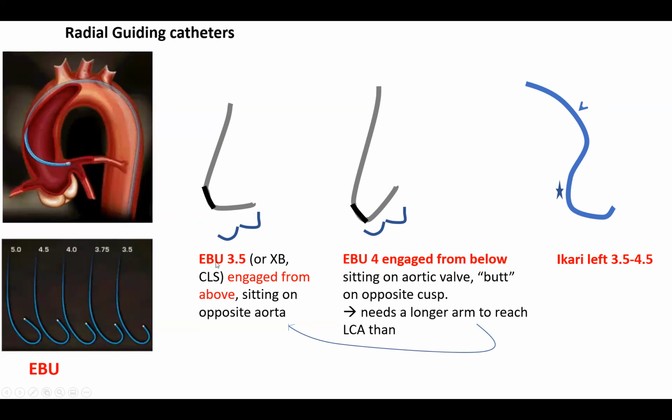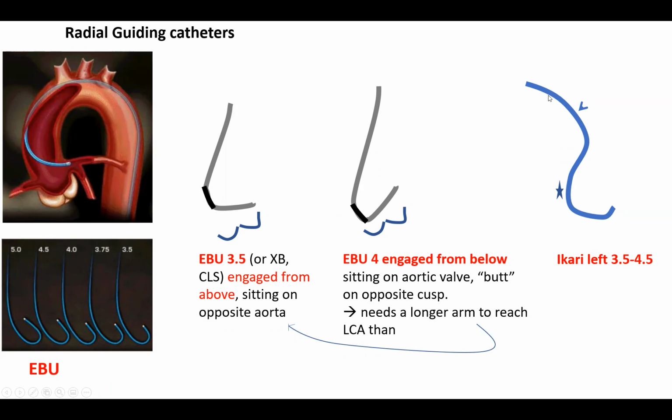Now, generally speaking, and I'll explain it a little more later, when you're engaging from above, you need a shorter EBU arm than when you're engaging from below, where you need a longer arm. Simply, when you're engaging from below, you start with the tip of the catheter in the left cusp, but as you push it up, the tip catches the coronary, while the butt, that flat platform, sits on the opposite cusp and the opposite aortic wall. So we really need a longer arm to reach that coronary from the opposite cusp.